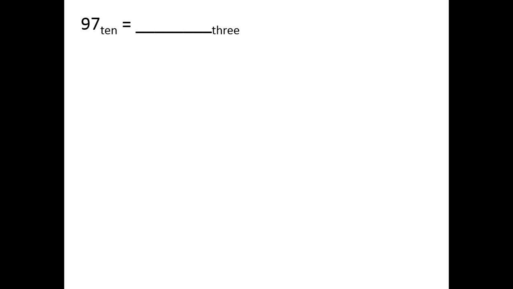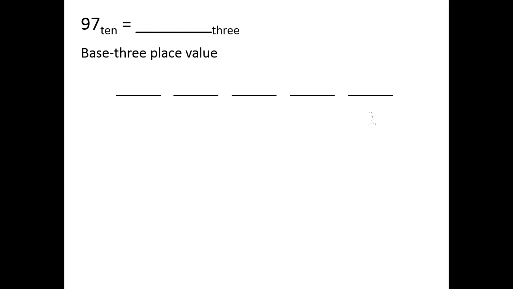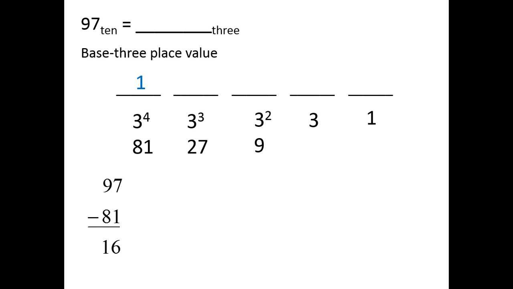Let's go from base 10 to base 3. In base 3, the place value starts with 1 furthest to the right, and then we have groups of 3, groups of 9, groups of 27, groups of 81. It looks like we do have a group of 81 inside the 97. We have one group of 81. That would leave us with 16 left to try to regroup.